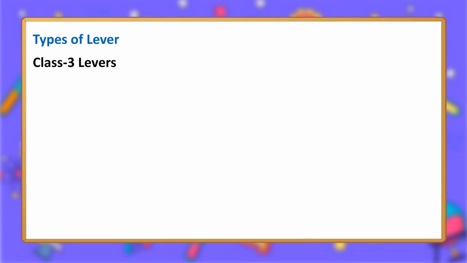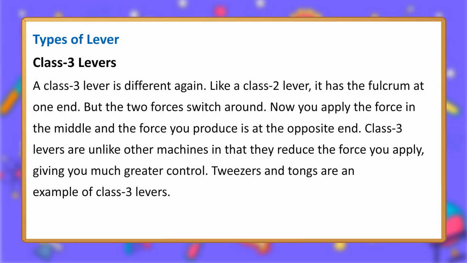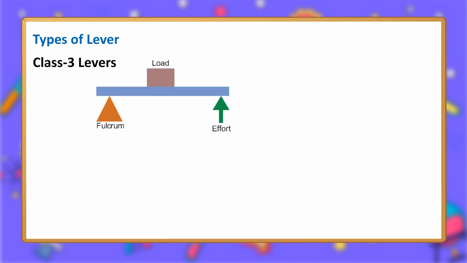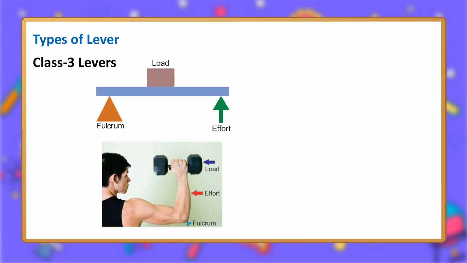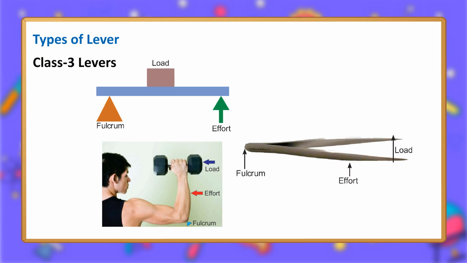Class 3 levers. A Class 3 lever is different again. Like a Class 2 lever, it has the fulcrum at one end. But the two forces switch around. Now you apply the force in the middle and the force you produce is at the opposite end. Class 3 levers are unlike other machines in that they reduce the force you apply, giving you much greater control. Tweezers and tongs are examples of Class 3 levers.